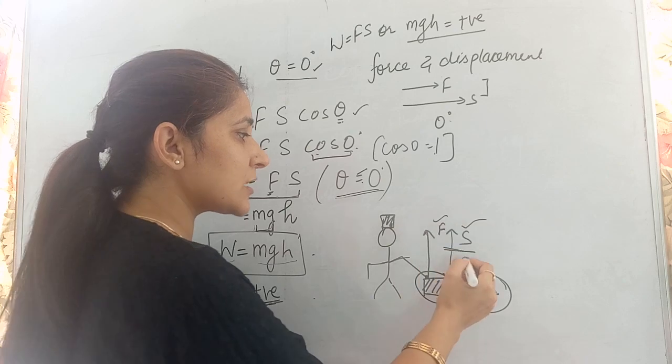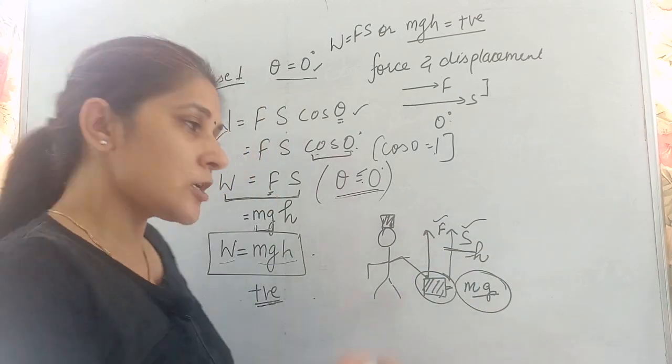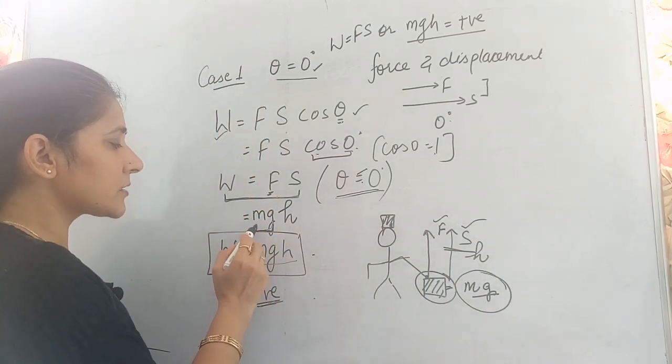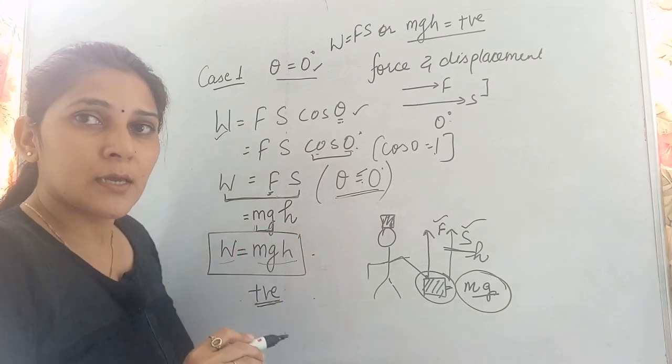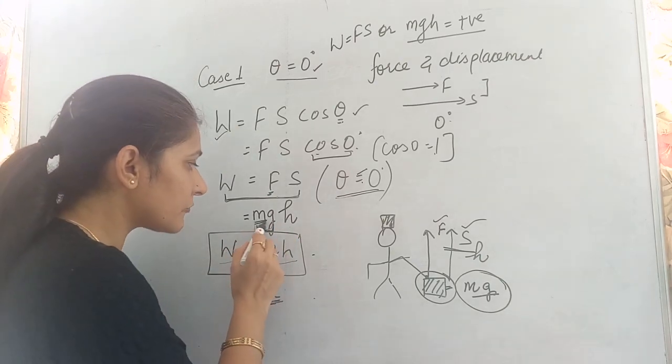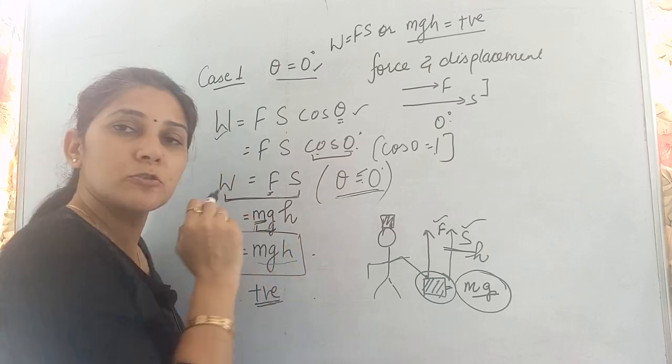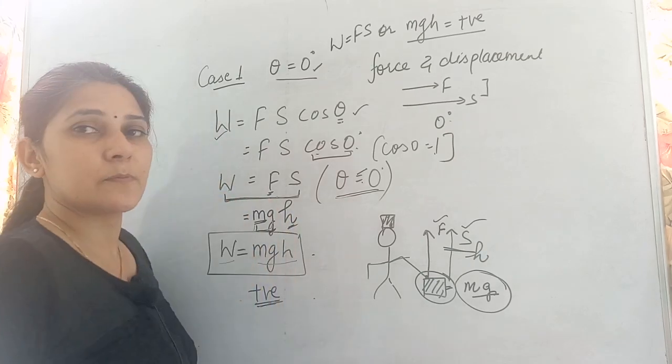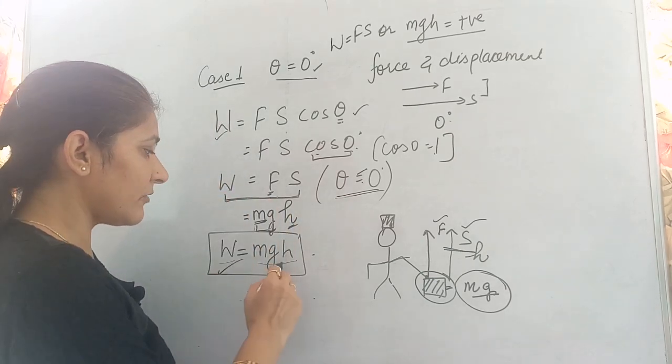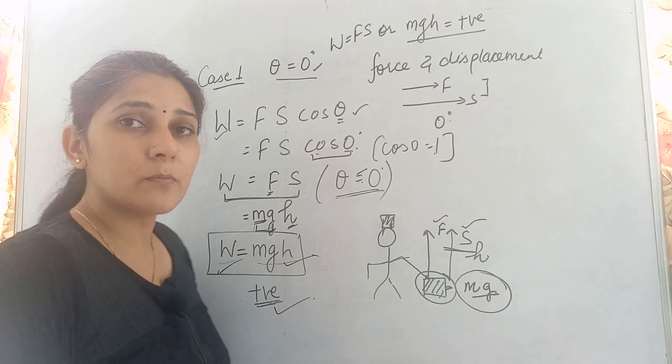How much is the displacement? Suppose displacement is given by h. So same way I can represent work done is equal to m into g into h. Here the meaning of m is the mass of the object, g is the acceleration due to gravity, h is the displacement. So what can we say? Work done is given by mgh and it is always positive.